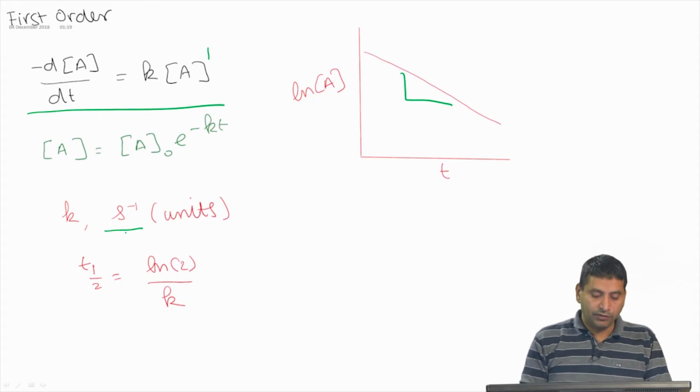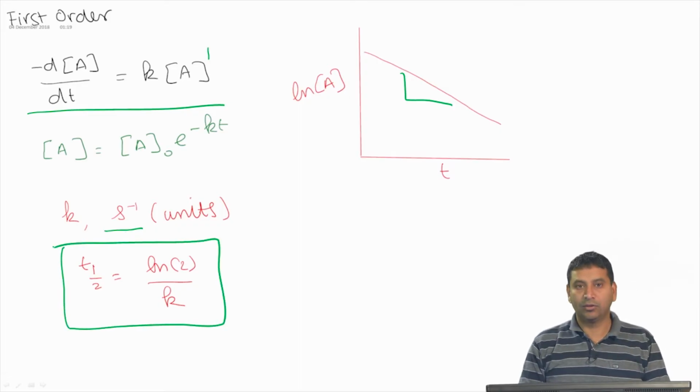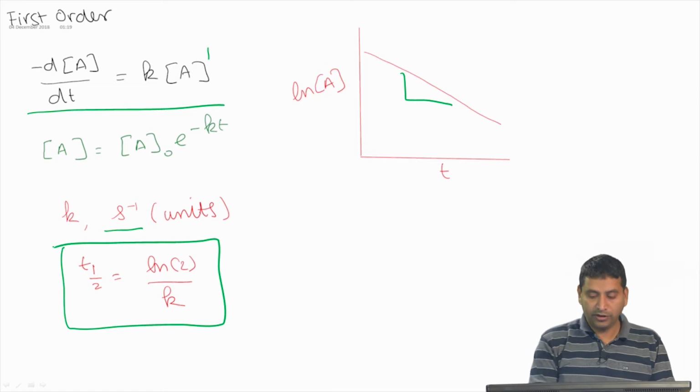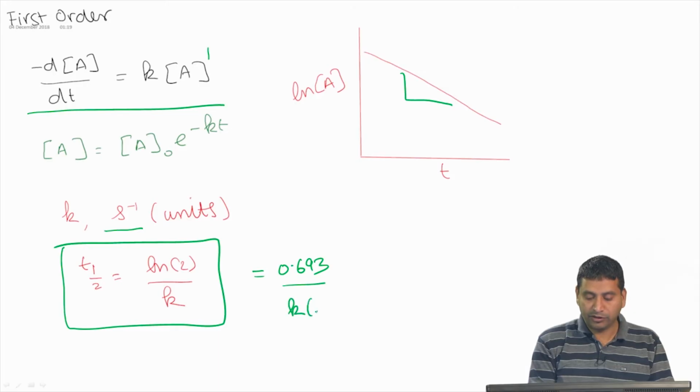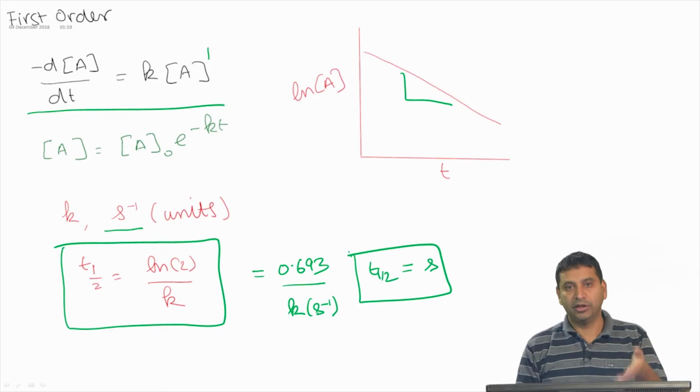We are already familiar with the concept of half life. Half life is nothing but ln of 2 divided by the rate constant, which is approximately 0.693 divided by the rate constant, expressed in per second. So, the units of half life are seconds, or it can be minutes if your half life is expressed in minutes and so on.